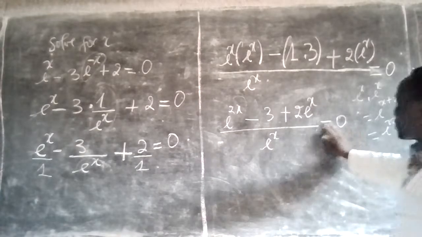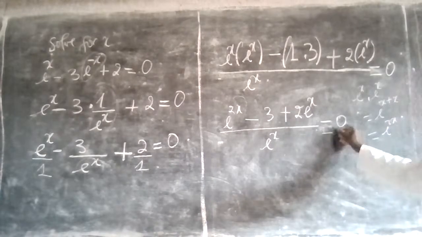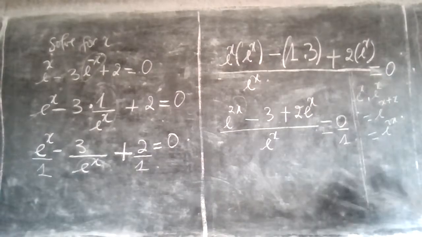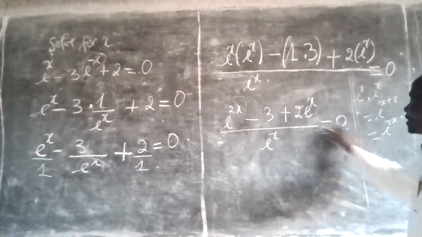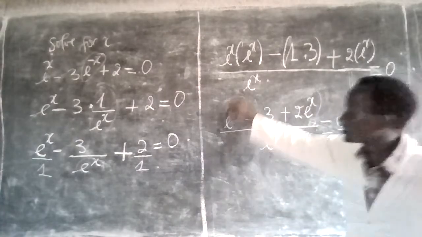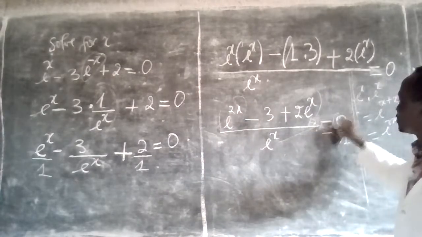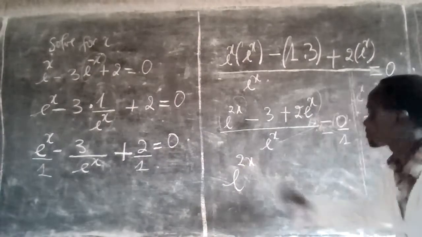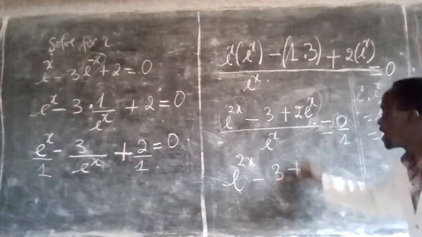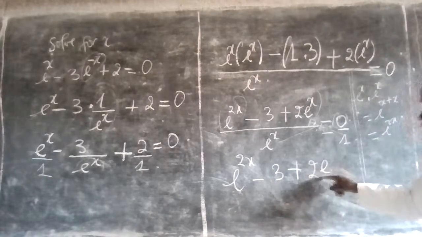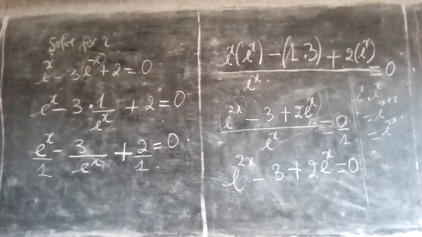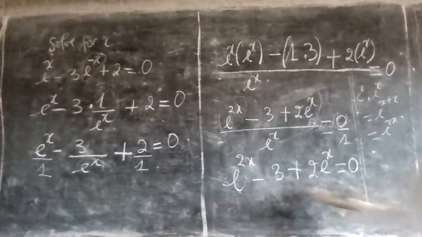Now at this step, what are we going to do? We have to put one here, and make a cross multiplication. 1 times this, and this times this is 0. Finally, we have e^(2x) minus 3 plus 2 times e^x, which is equal to 0. Yes? Now this is our new equation that we are going to solve.